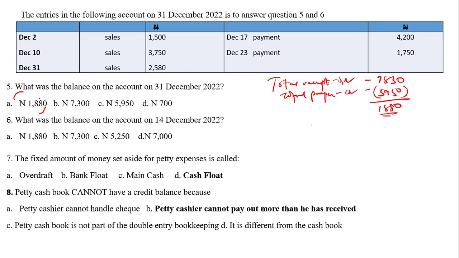Now let's look at B. We need to be very careful. In this B, we are looking at the date of 14th of December. Be very careful. What are the transactions that occur before 14th of December? We only have two. That is 1,5 and 1,3,7. So these are the only two that happened. The rest did not. So if you add them, that will give you 5,000 only. So you can see, you can decide to know the cash balance at a particular date.